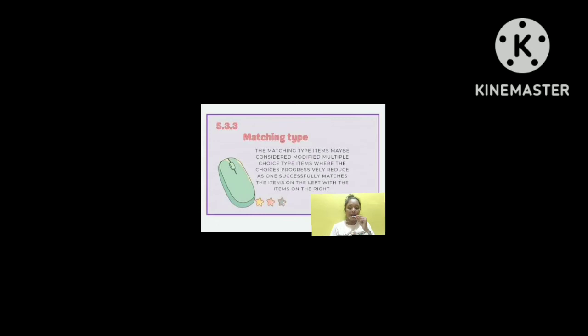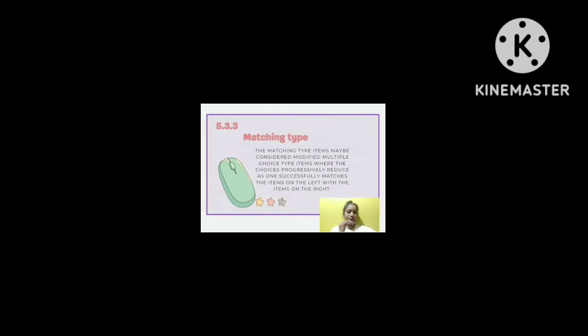So, matching type is familiar naman tayo dito dahil lumalabas ito sa test at alam natin kung anong ibig sabihin nito. 'Di ba may dalawang column, the column A and column B. So, matching type, kailangan natin i-connect ito yung tamang sagot. 'Di ba na alam naman natin sa exam ito, minsan ay lumalabas. So, kailangan mo lang i-matching yung tamang sagot and yung nararapat.